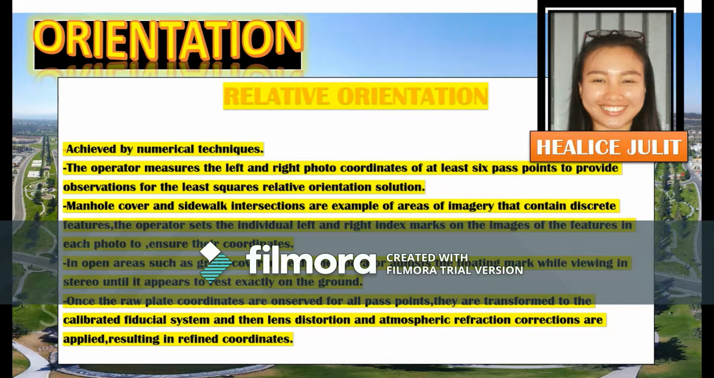Next is the relative orientation. Relative orientation is the determination of the position and attitude of one of a pair of overlapping photographs with respect to each other. Down below is some more definition of relative orientation.